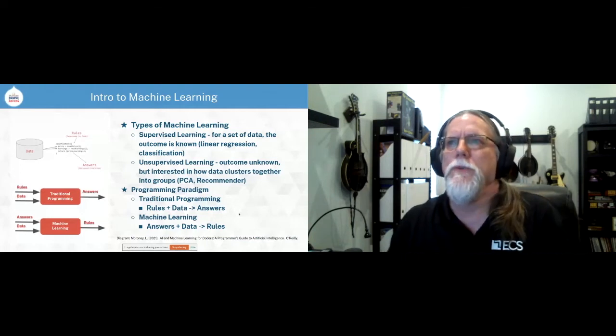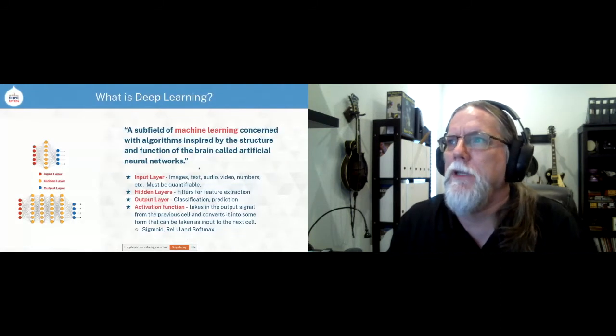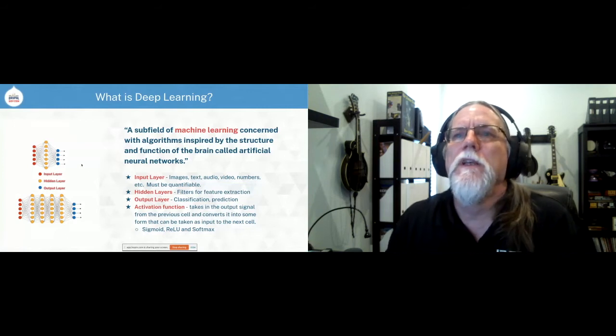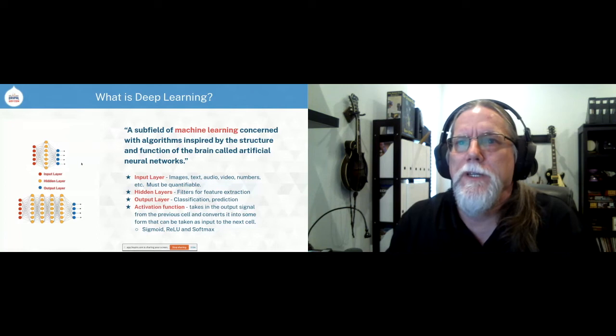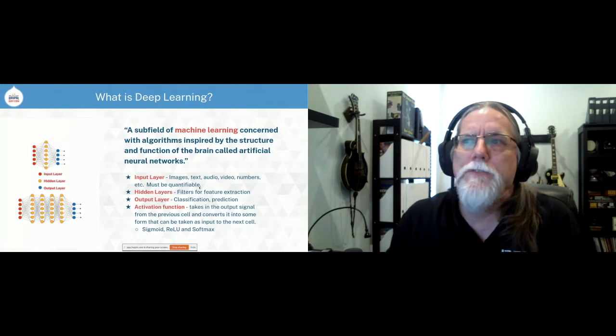So what is deep learning? Well, deep learning is a subfield of machine learning concerned with algorithms inspired by the structure and function of the brain, called artificial neural networks. So over here, this is an artificial neural network, and you have a set of input layers. Now these input layers, this could be images, this could be text, could be audio information, videos, numbers, but it must be quantifiable.